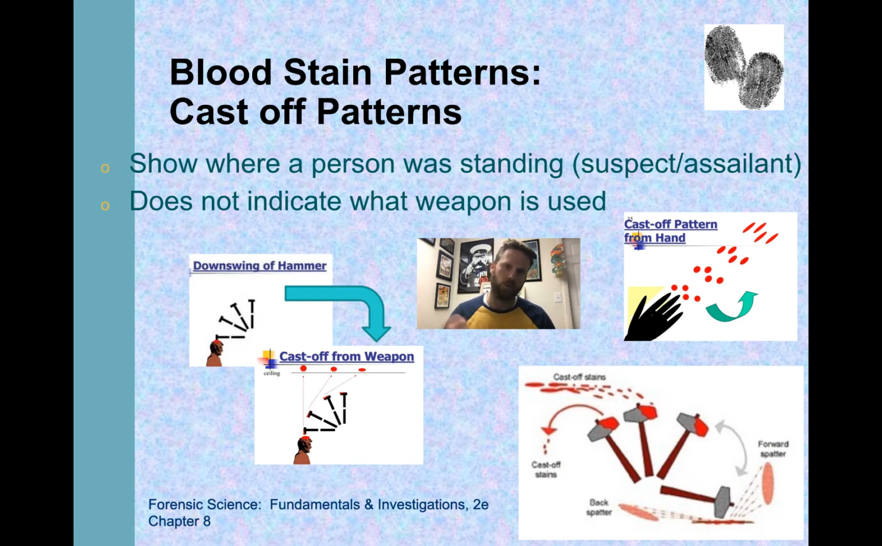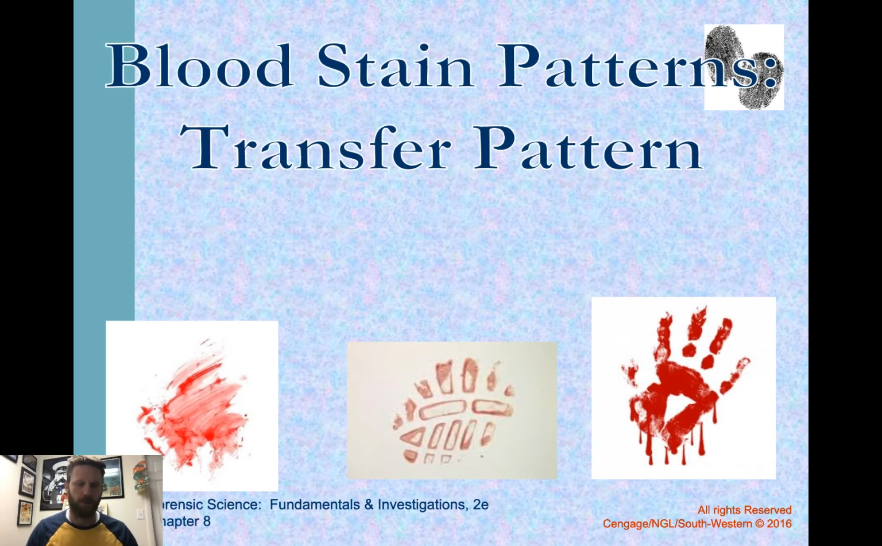Okay, we can have cast-off patterns. So if somebody's wielding a weapon and there's blood on that weapon and they throw their arm back and blood flies back, or they're bringing their weapon down and blood flies forward, it's going to create what's called a cast-off pattern.